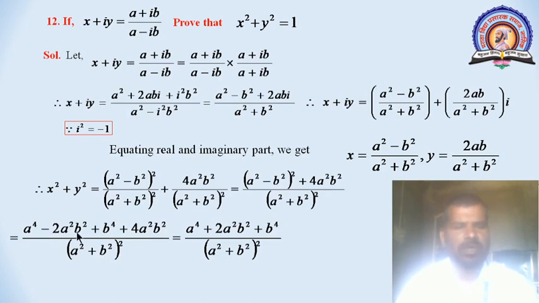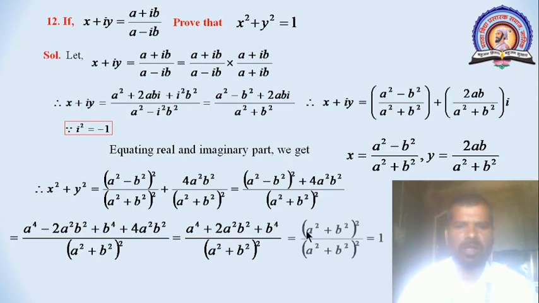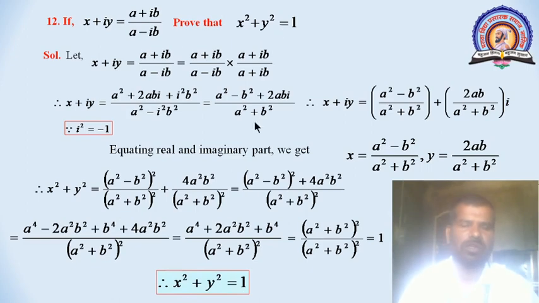Now minus 2a²b² plus 4a²b² becomes plus 2a²b². So we get (a⁴ + 2a²b² + b⁴) upon (a² + b²)². Now the numerator is (a² + b²)², so (a² + b²)² upon (a² + b²)², both terms get cancelled, so you get 1. Therefore x² + y² = 1, which is the required proof.